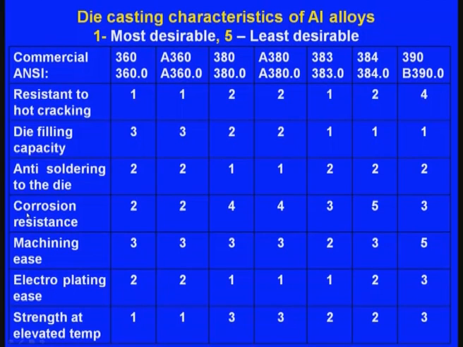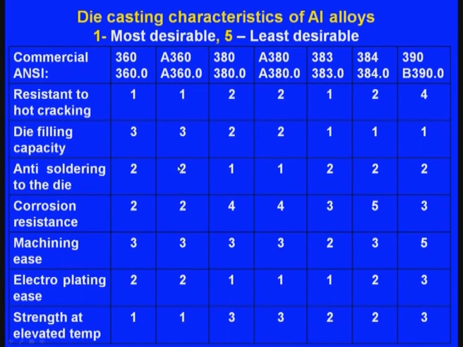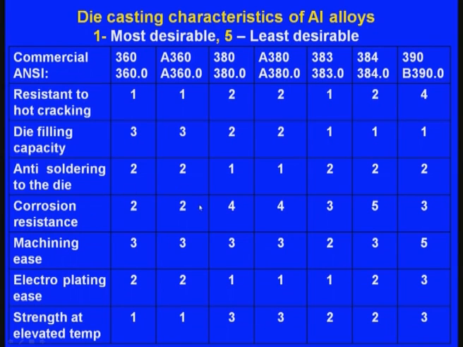Next, anti soldering to the die, in that case these two alloys, 360 alloys, A360 and A360 alloys are close to most desirable, whereas 380 and 380 alloys are most desirable. Next one, 383, 384 and 390, these alloys are close to most desirable. Coming to the corrosion resistance characteristic, 360 and A360 are close to most desirable, whereas 380 and A380 alloys are close to least desirable, and A383 is in the middle.